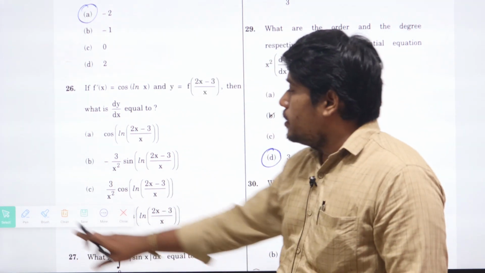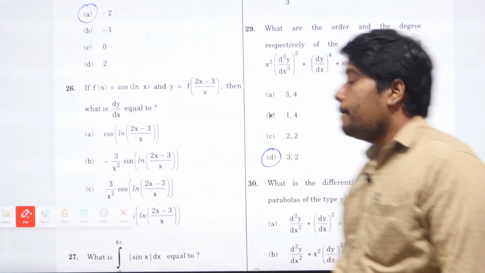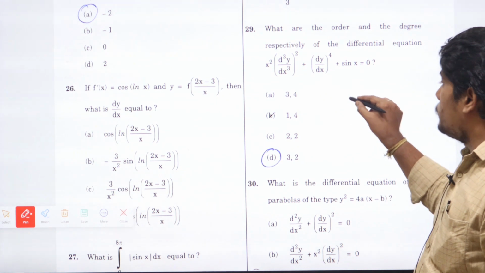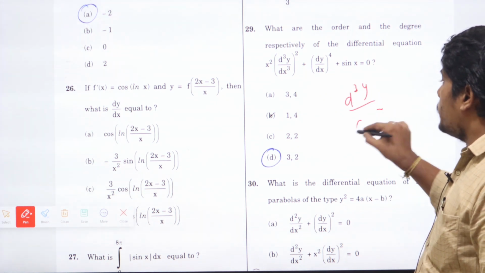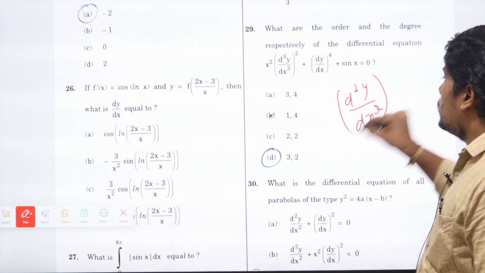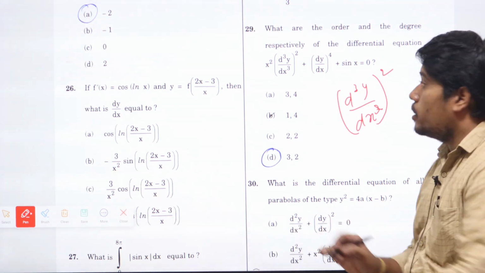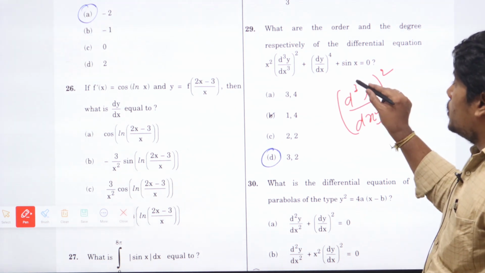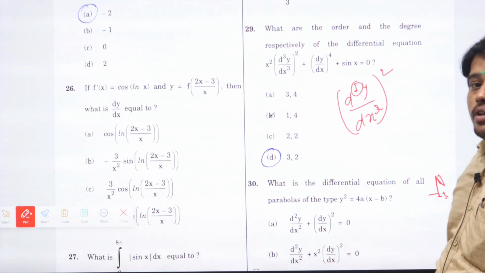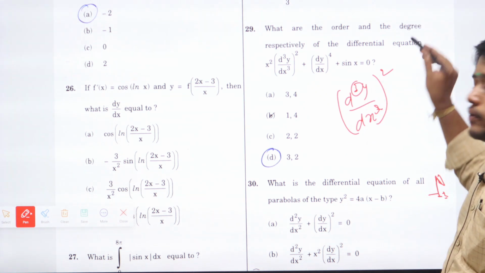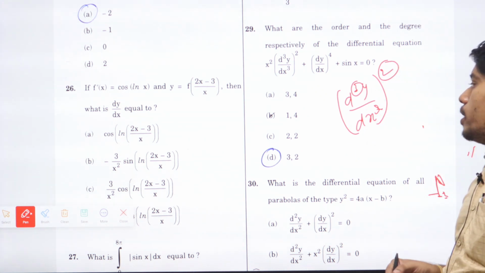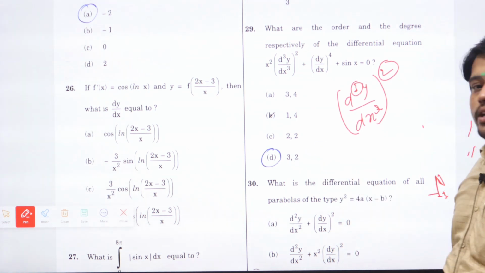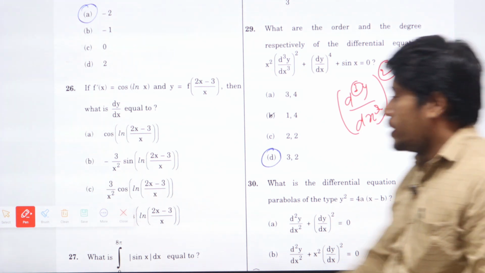For the order and degree of the differential equation, we look at the highest derivative. The highest derivative is d cube y divided by dx cube, with the whole square. This is the highest order, and we know that this is in proper polynomial form. So 3 is the order, and the integral power of that highest derivative is called the degree. The upper 2 is its degree. Therefore the order is 3 and the degree is 2. Option D is the right answer.